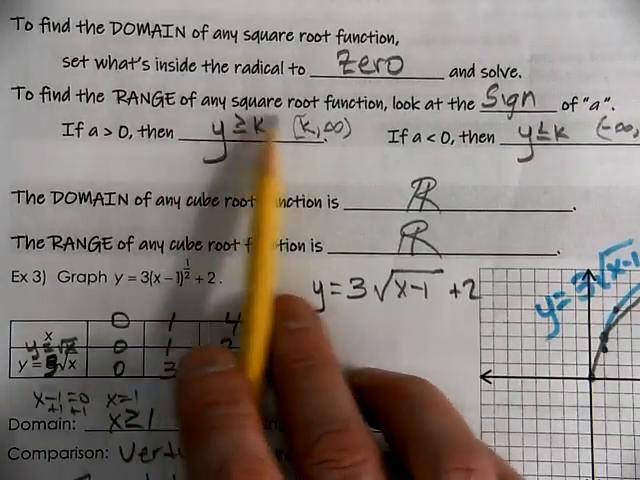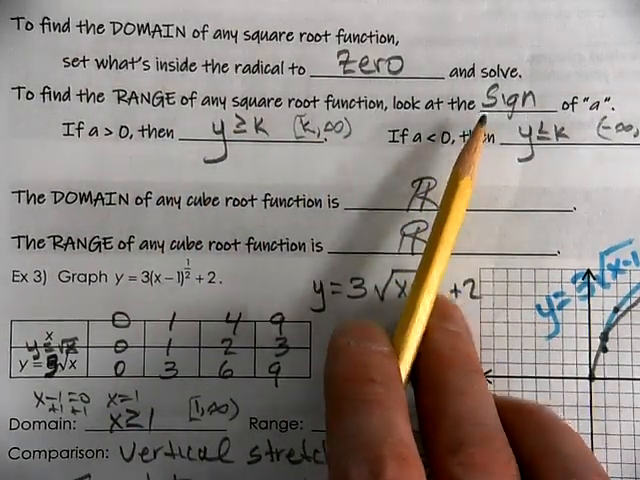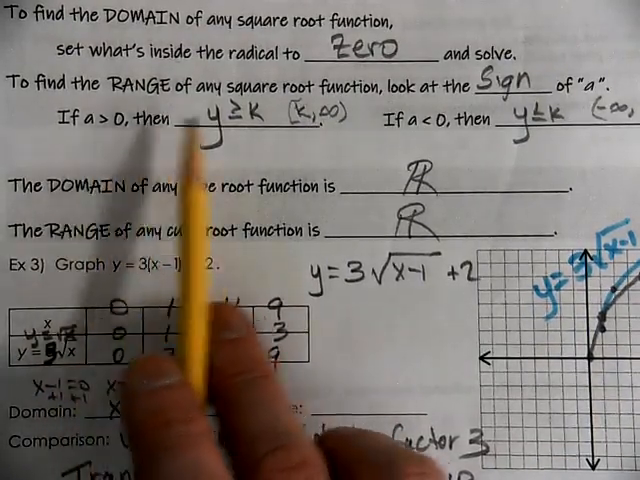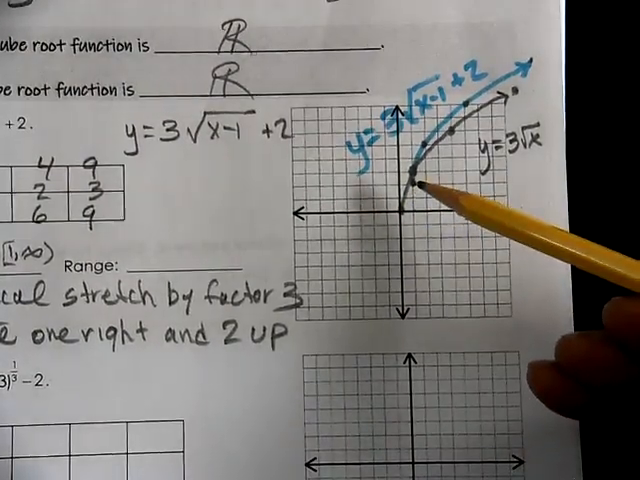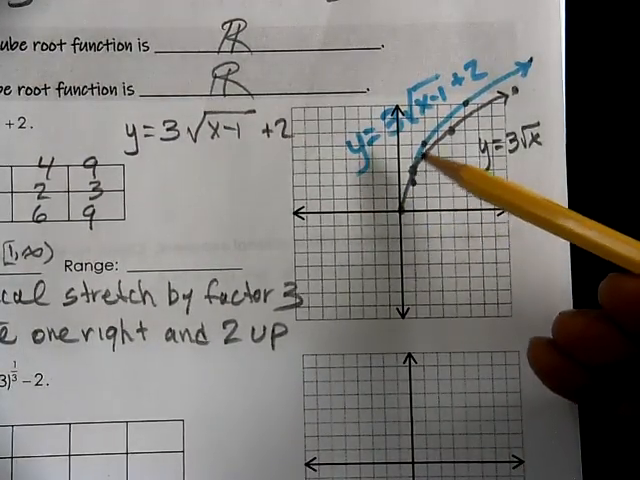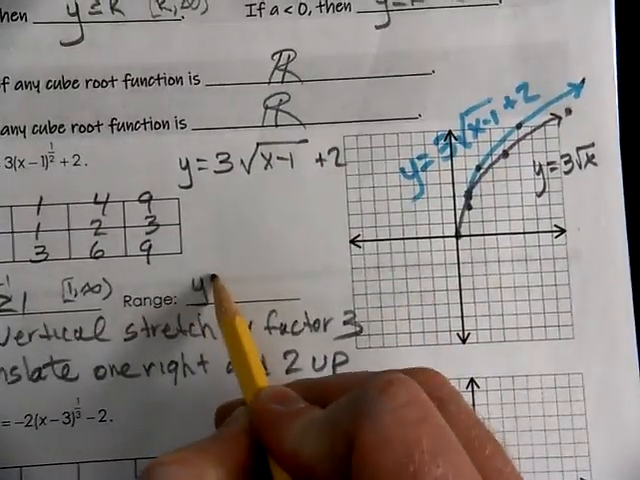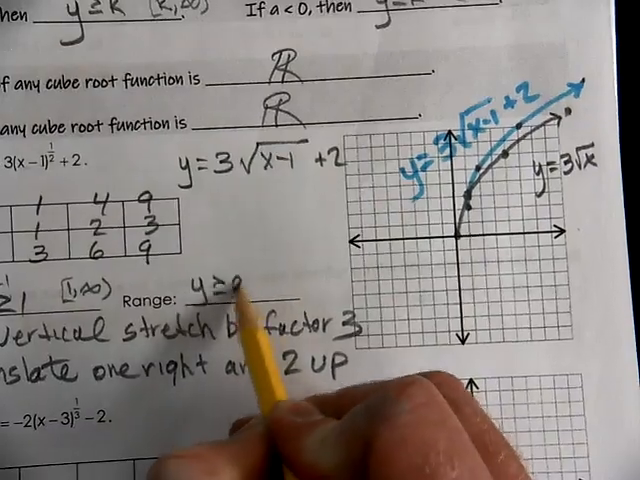And for the range, we look at the sign. Our sign is positive. So we're going to use a positive a. We're going to be greater than the k value. Take a look at the graph. You're up at k, which is 2, and you're greater than that. So y is greater than or equal to 2.